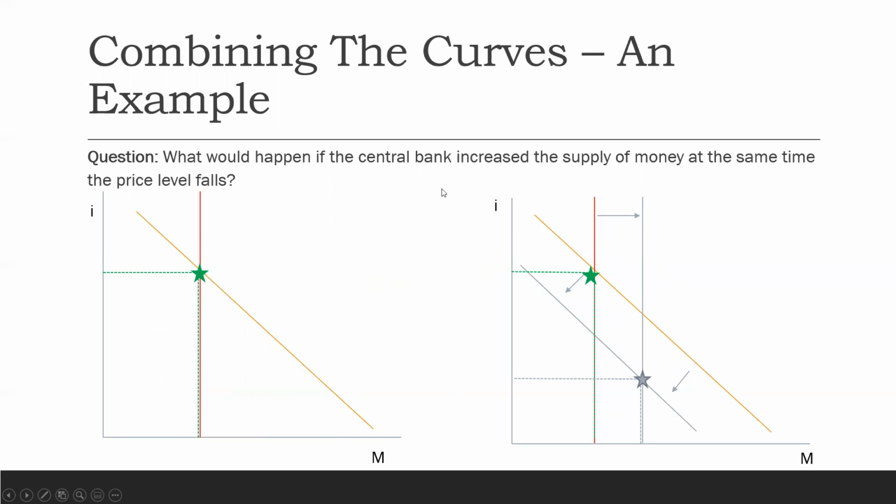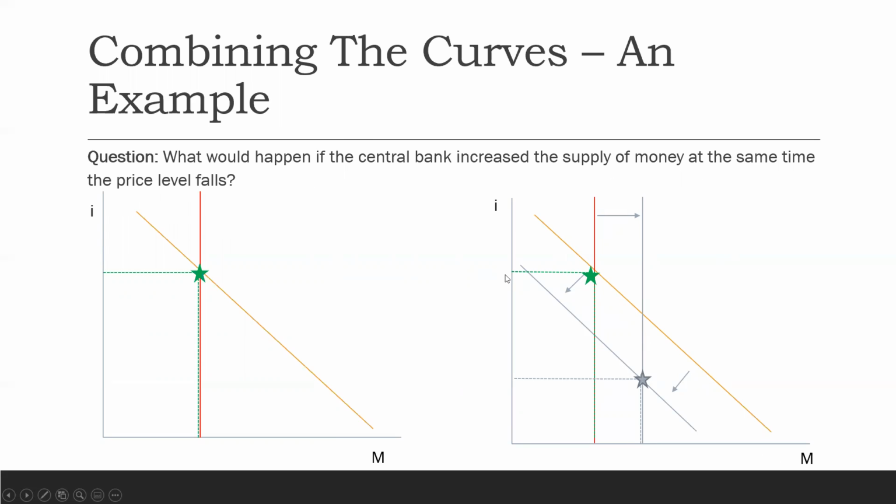But let's go into what happens when the central bank increases the supply of money first. So that's going to cause a shift right in the money supply curve. And we can see that illustrated by the money supply curve here. But what would happen if at the same time, the price level falls? Well, as you can see, as indicated by the arrows, we have a new money demand curve here on the left. So as the price level falls, we get a shift left in the money demand curve.